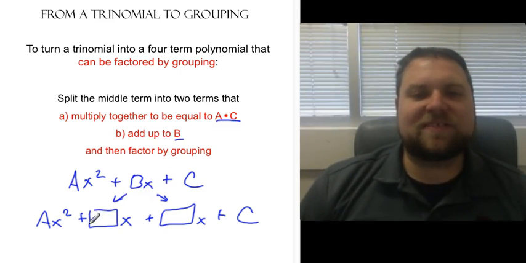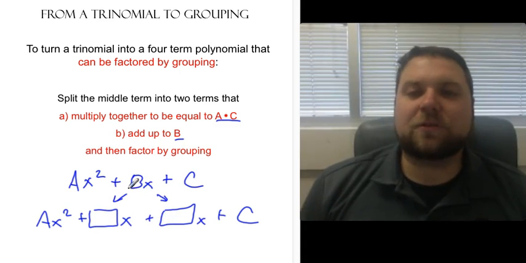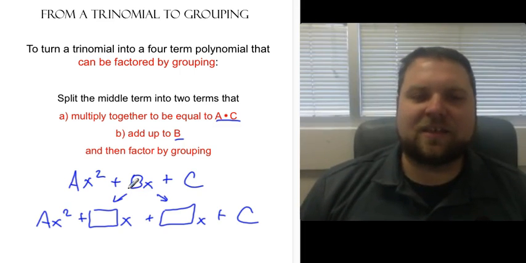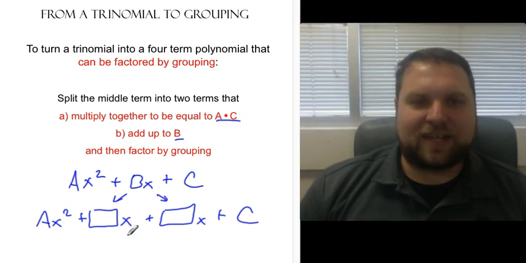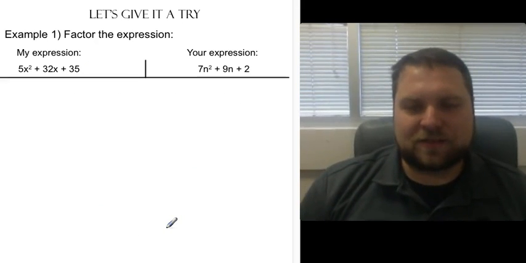So my hardest part of this is that I need to find numbers to put here and here, that when I multiply these two numbers, I get a times c, and when I add them up, I get b. And that's what we're going to learn how to do, is the process, the technique for reliably finding those numbers. So I'll start looking at some examples.